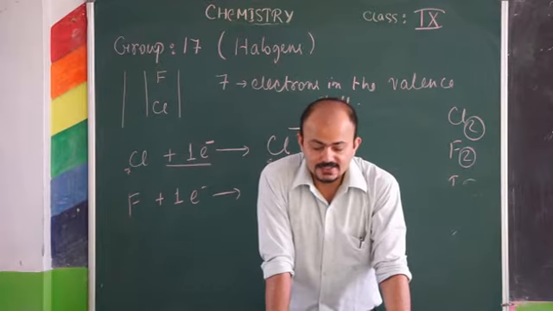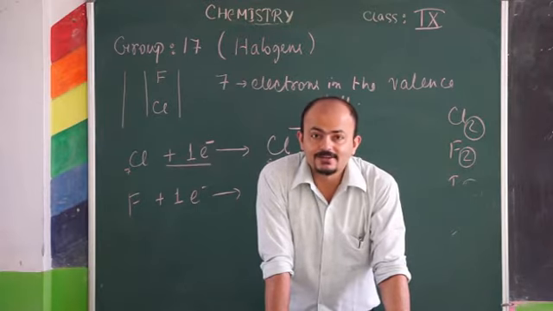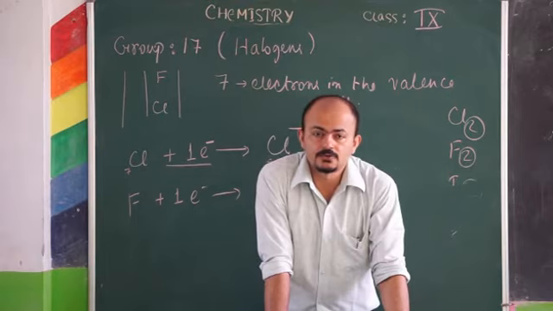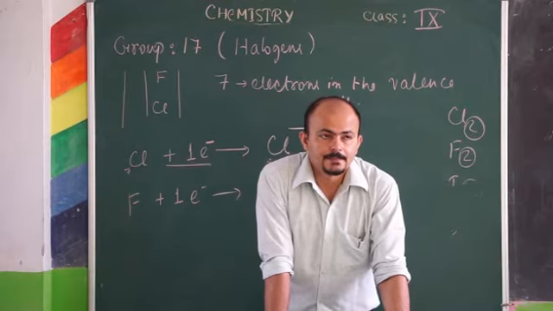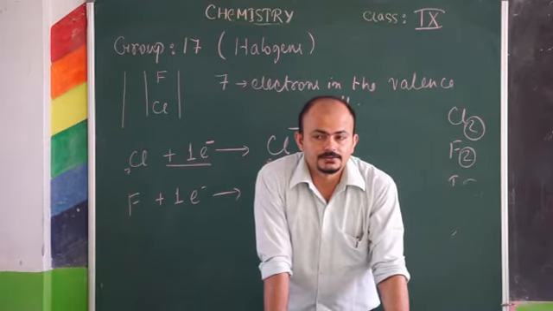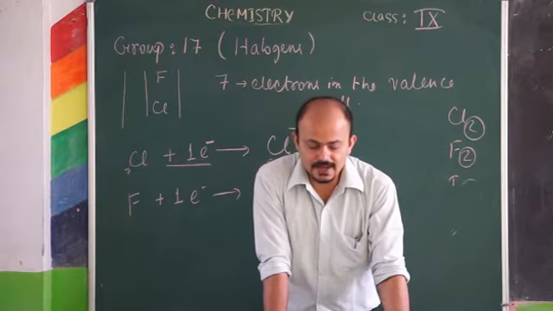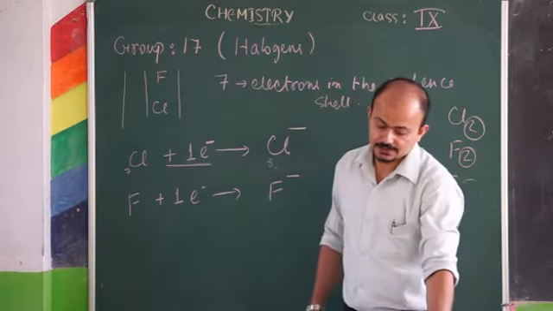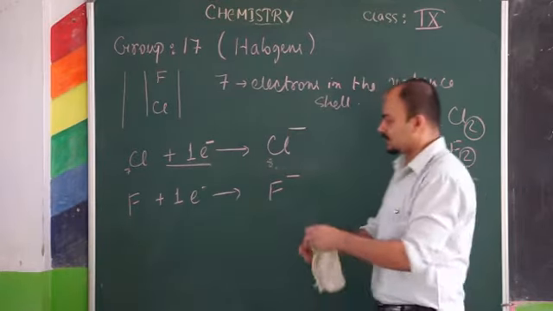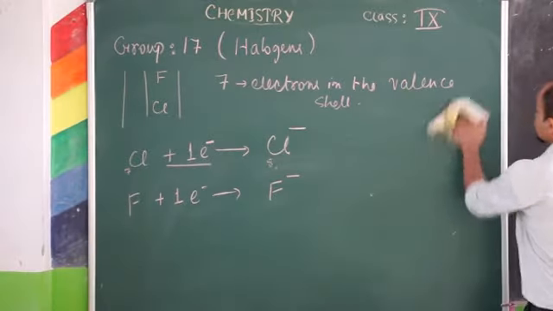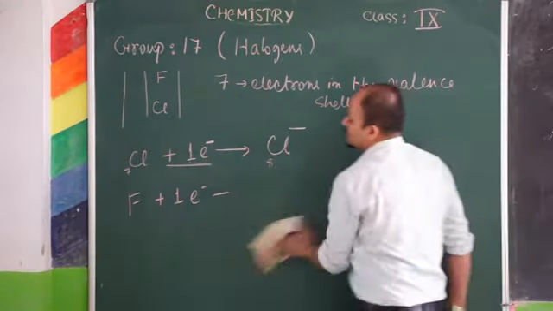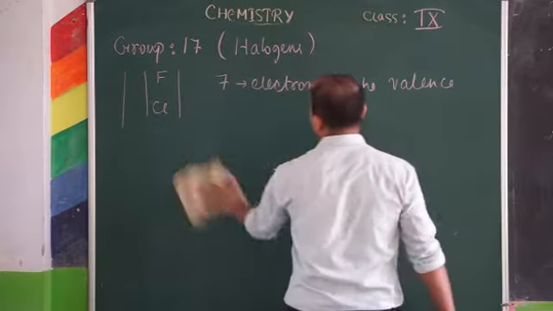So these are the things that you have to remember from group 17, the halogens. Most importantly, their electronegativity, their number of electrons in the valence shell, their valency, and that they are non-metals. So now let's discuss group 18.